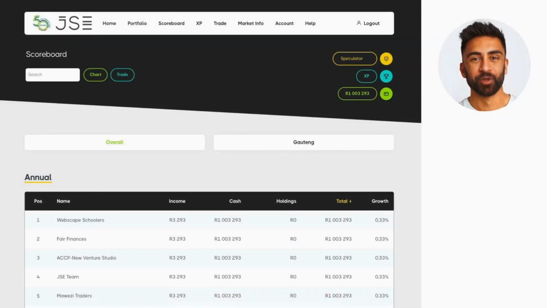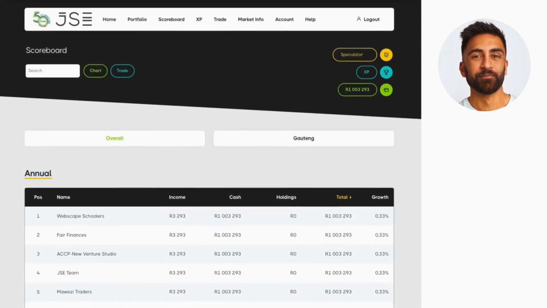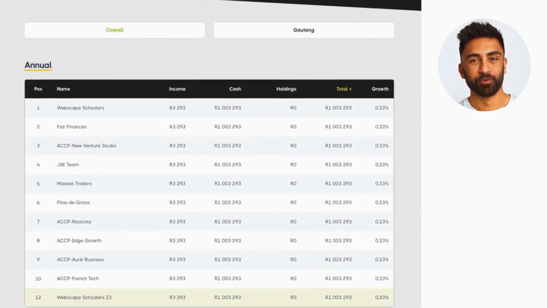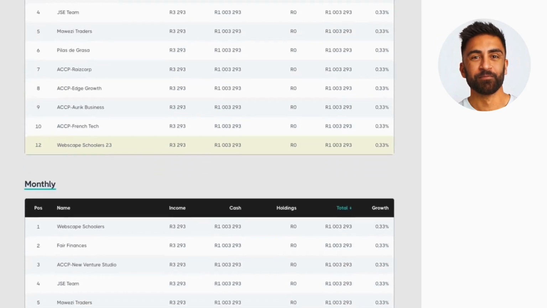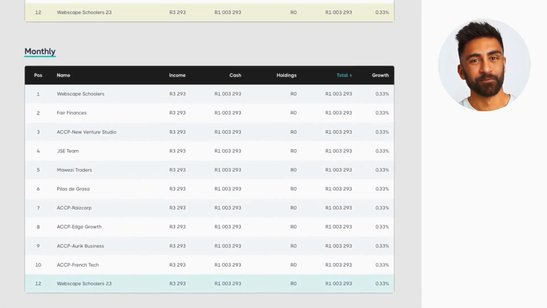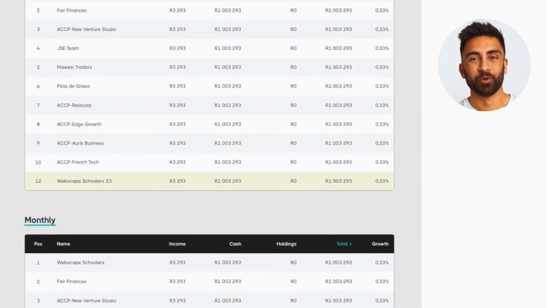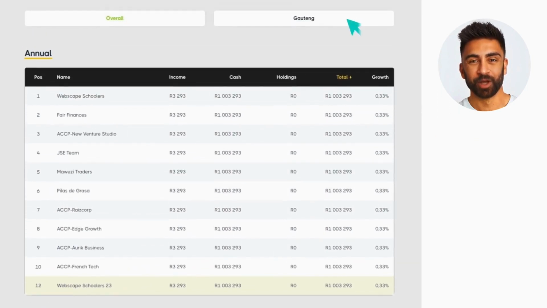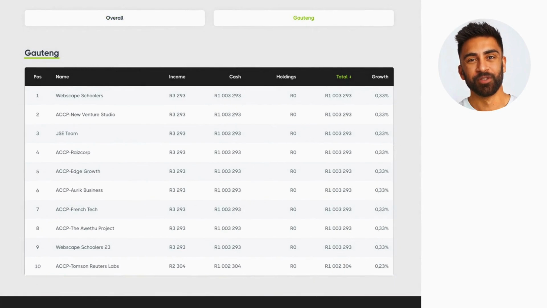The scoreboard page shows the top performing teams and how you compare against them. The first scoreboard tracks the annual competition. Below that is the scoreboard that tracks the monthly game. You can also click on your province to see where you rank among the teams from schools in your region.